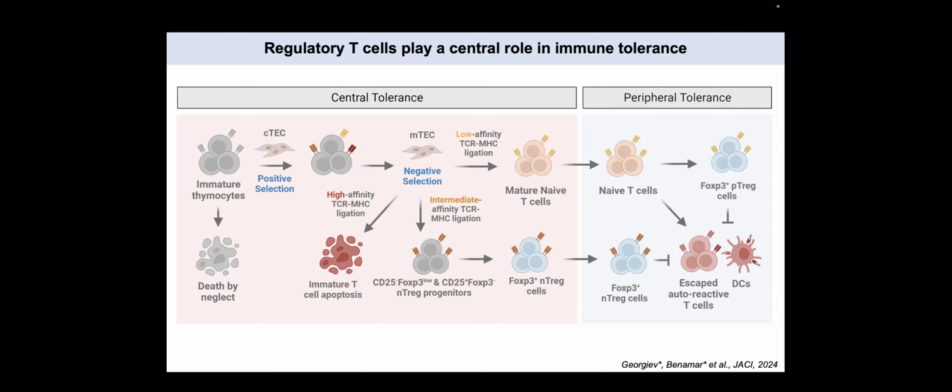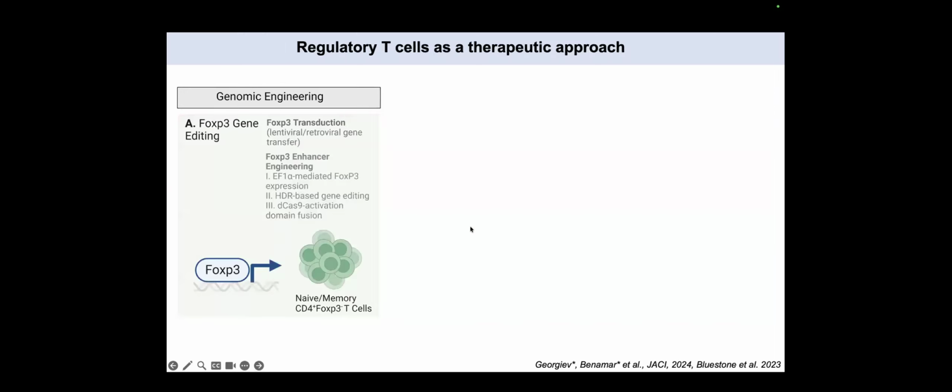Based on all that and this central role of regulatory T cells in immune tolerance, several labs and companies try to use Tregs as a therapeutic approach, first using a genomic engineering strategy, and to make a long story short, by trying to express FOXP3 in naive T cells or memory T cells to let them acquire immune suppressive mechanisms. However, this approach is not the best one because FOXP3 alone is not enough to become regulatory T cells.